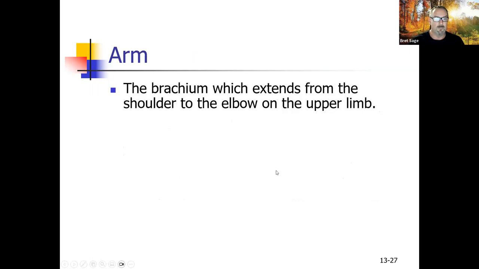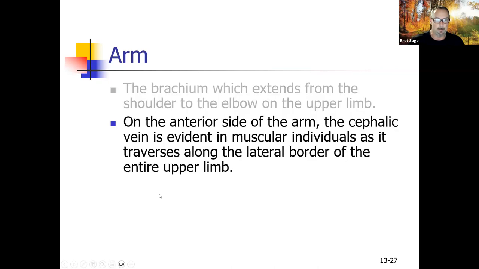Your arm, the upper part of the arm, is called the brachium. Really, the entire arm is called the brachium, but brachial usually refers to the upper arm, from the elbow up to the shoulder. On the anterior side of the arm, the cephalic vein is evident for muscular, in-shape individuals.